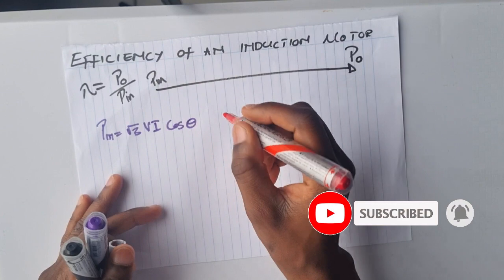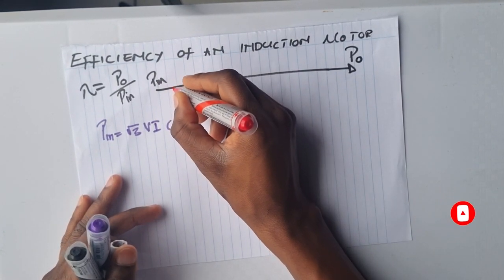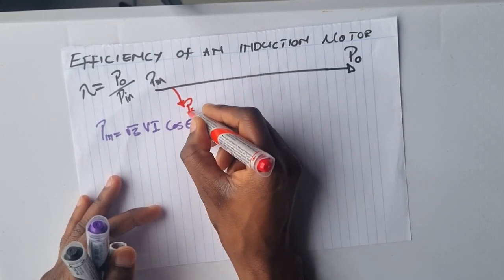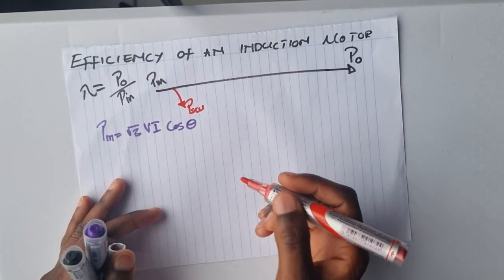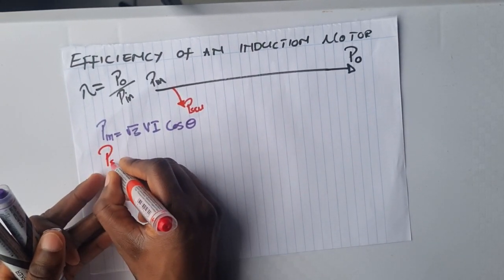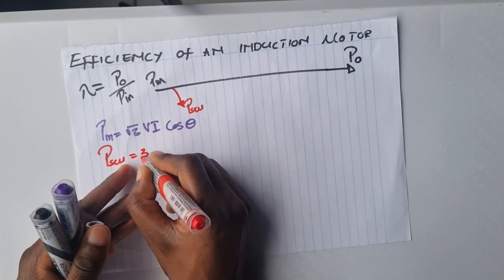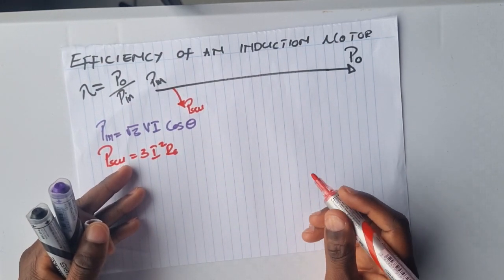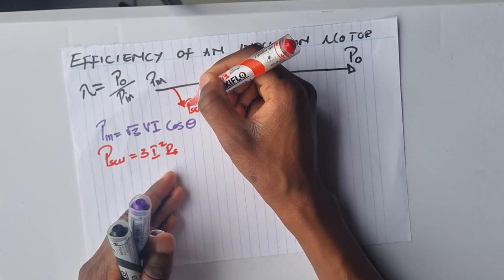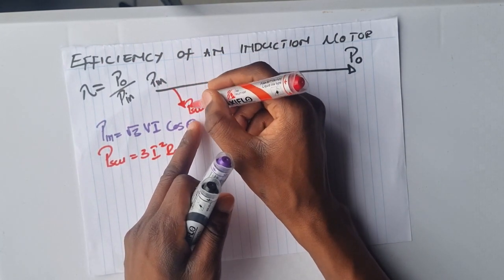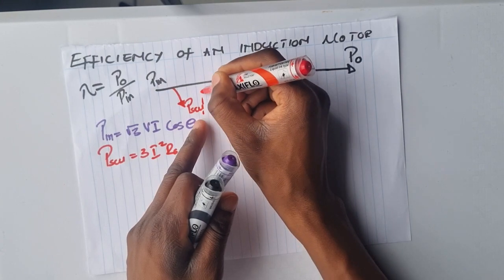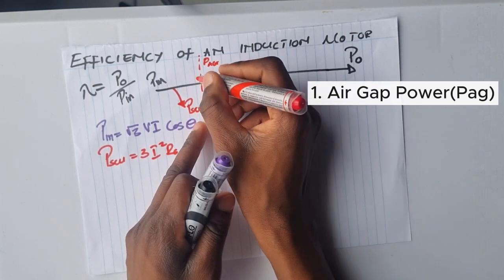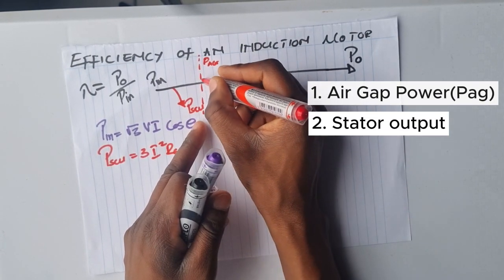After supplying power into the stator of the motor, we're going to experience stator copper losses due to the stator winding. The stator copper losses is calculated using the formula 3 I squared R stator. After the input into the stator, we experience the losses, and then we are going to have the air gap power, PAG. This PAG sometimes is also called stator output.